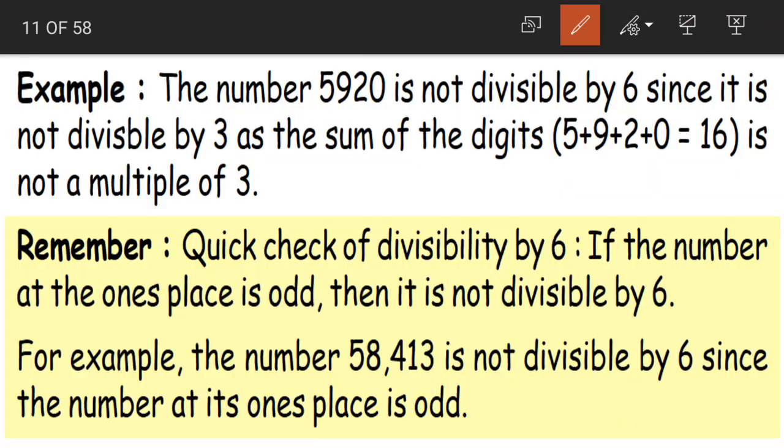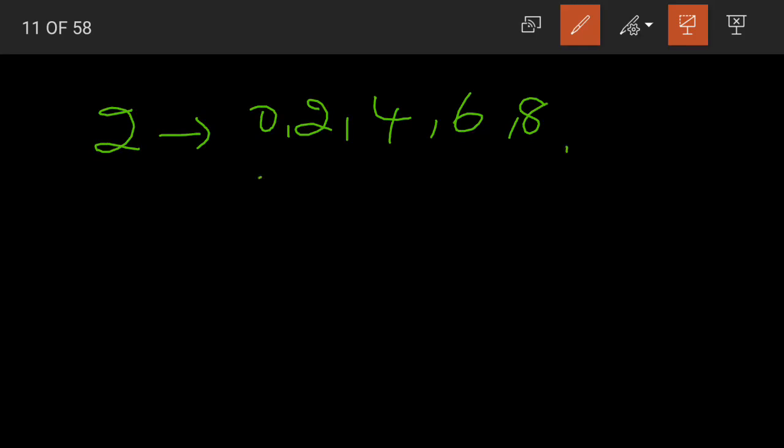Okay children, let us do a quick revision. For a number to be divisible by 2, it should have 0, 2, 4, 6 and 8 at the ones place.